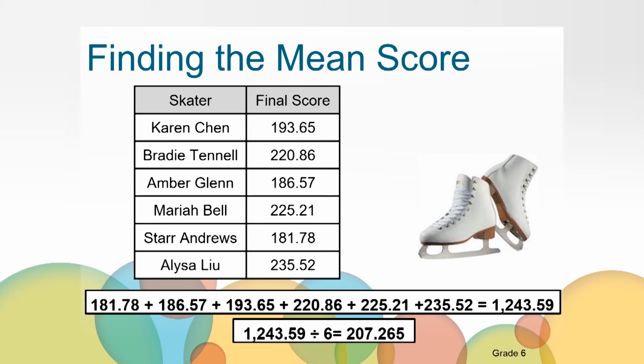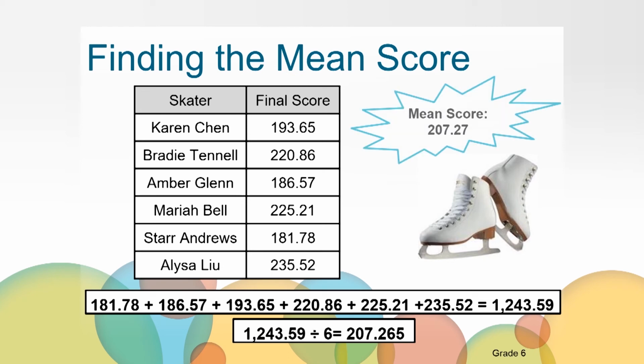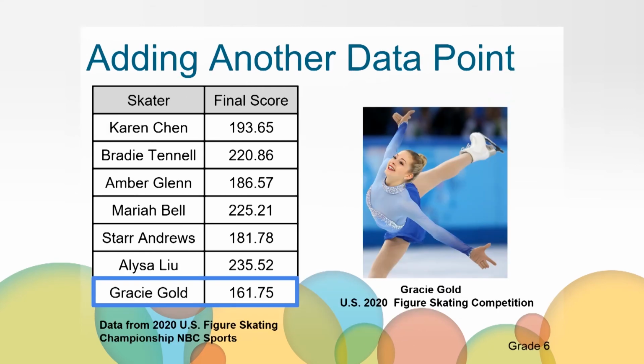Gracie Gold came in 7th place. Her final score is 161 75/100. How do you think her score will impact the mean of this data set? And why do you think that?